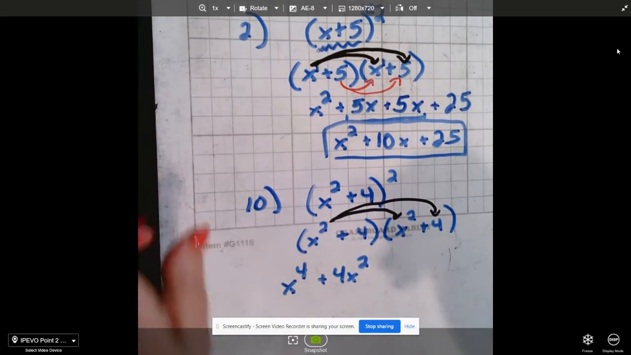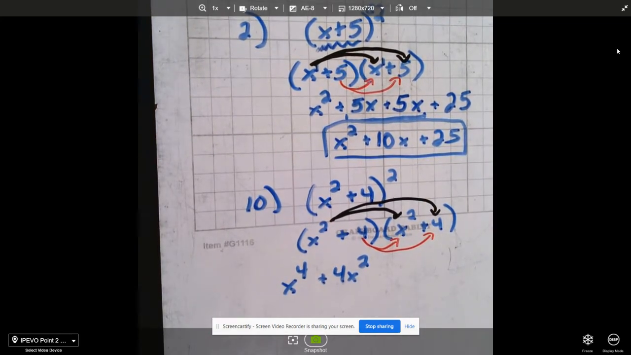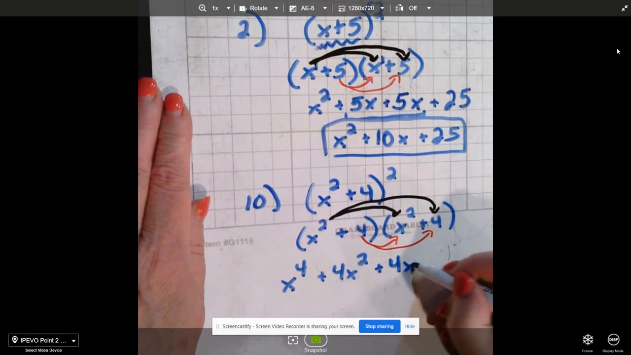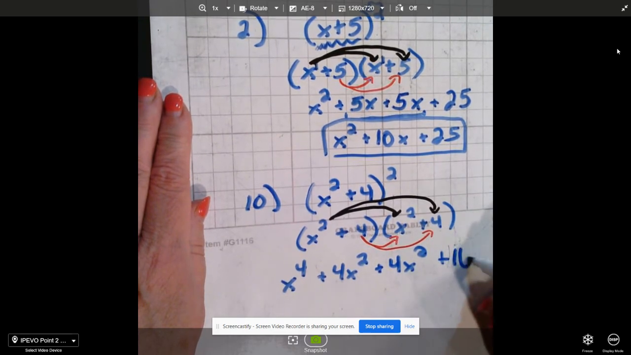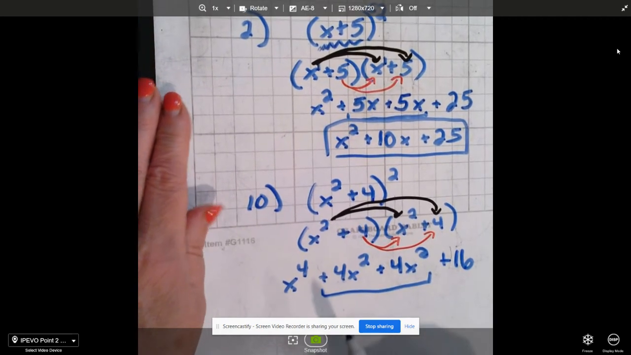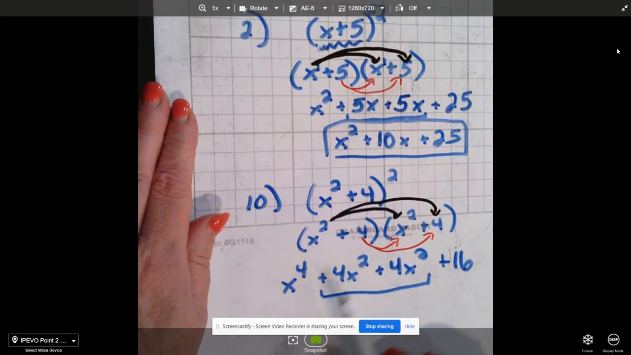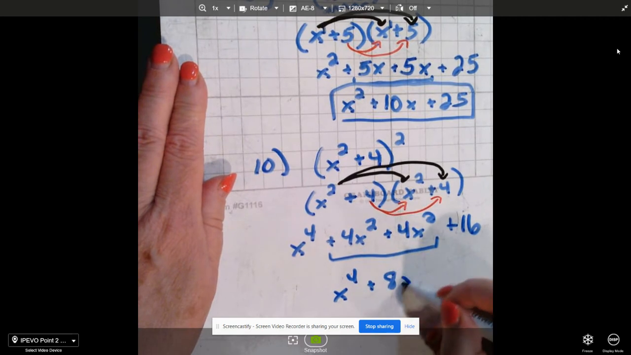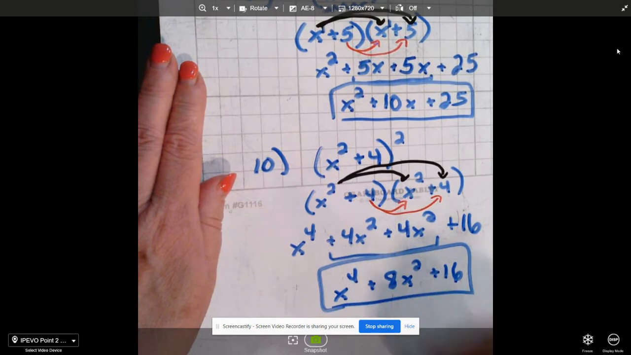And then again, to do the bottom ones, you do these two and these two. So now I'll have 4 times x squared, which is a positive 4x squared, and a positive 4 times a positive 4 is a positive 16. These here again are my like terms. They are both positive. Once I've decided they're like terms, all I'm going to do is add their coefficients, because now I'm adding. So this will be x to the 4th plus 8x squared plus 16. And then that will be your final answer.